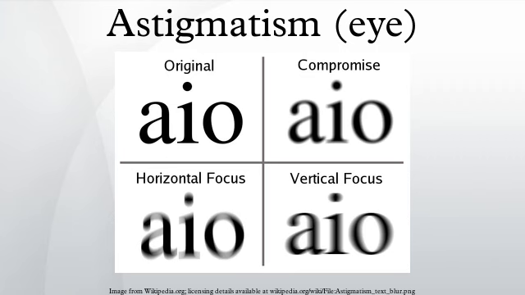Types, based on axis of the principal meridians. Regular astigmatism, where the principal meridians are perpendicular. With the rule astigmatism, where the vertical meridian is steepest. Against the rule astigmatism, where the horizontal meridian is steepest. Oblique astigmatism, where the steepest curve lies between 120 and 150 degrees and 30 and 60 degrees. Irregular astigmatism, where the principal meridians are not perpendicular.